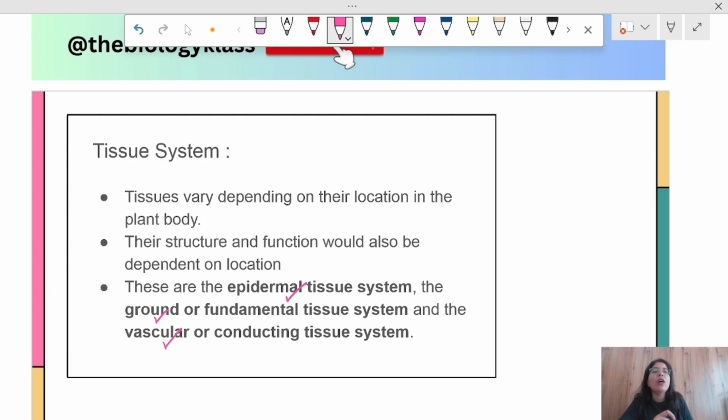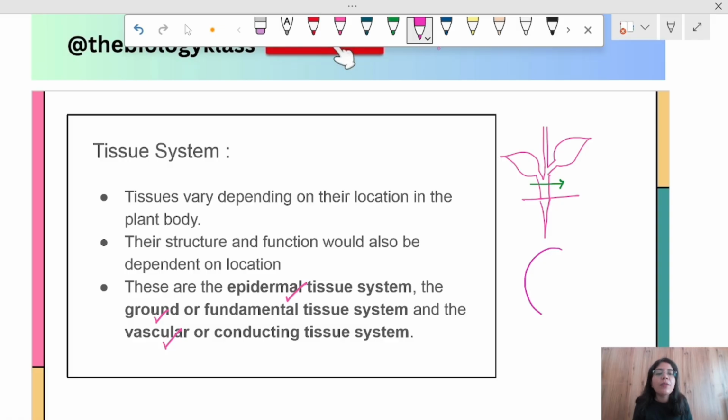Now try to assume that you have a small plant, right? You have a small plant like this. Fine. And now you cut the cross section of this plant. Take a transverse section of this plant, and try to see, based on location, how many different types of tissue systems you can see. So let's suppose I am cutting this stem, right? You can think about any structure. I am cutting a stem here.